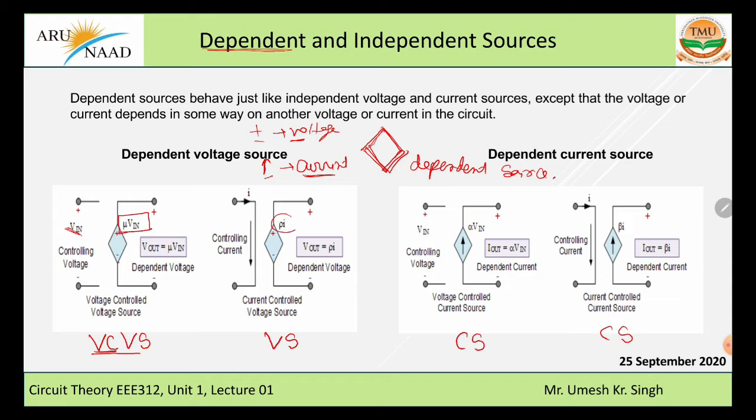Again here it is written as rho into I. So this dependent source is depending upon the value of current. So we can say that it is a current controlled voltage source. This is a current source and its value is depending upon the voltage, so voltage controlled current source. And again this is beta into I, so current controlled current source.